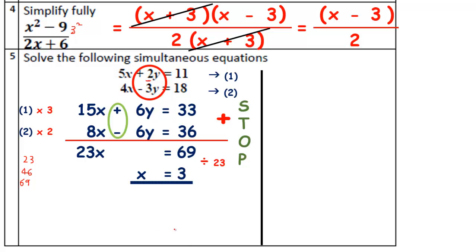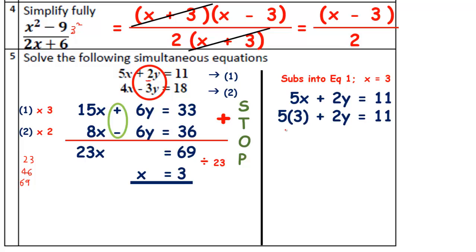Okay, pretty straightforward there. Pick one of the original equations. I'm going to pick the first one because it doesn't have any minus signs in it. I'm going to replace the x with 3. 5 times 3 is 15, plus 2y is equal to 11. Get rid of that 15 there. Because that's a plus 15, I'm going to take away 15. 11 take away 15 is minus 4.